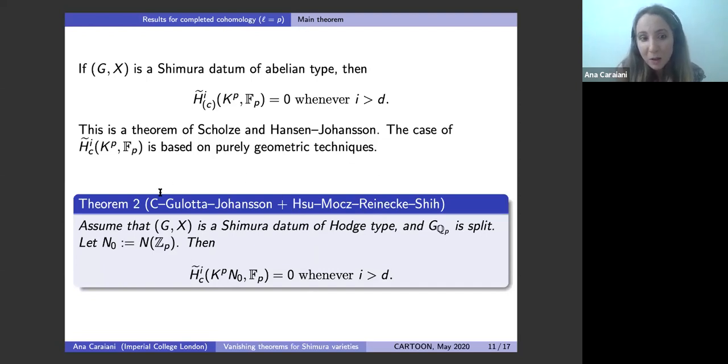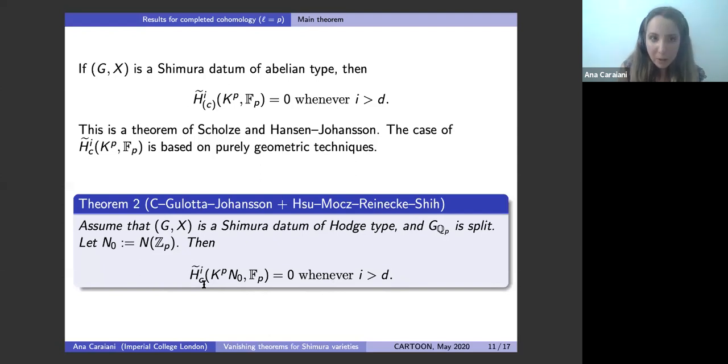morphism. And this is a theorem that I proved together with Dan Glotta and Christian Johansson, and it's based on earlier work with Chi-Yun Su, Lucia Motz, Emmanuel Reinecke, and Sheng-Chi Shi that did some special cases of Shimura varieties. And so the assumption here is that you have a Shimura datum of Hodge type, and that the group that gives rise to the Shimura datum is split over Q_p. And then you can prove that the completed cohomology at this level N0 vanishes above the middle degree when you consider really cohomology with compact support.